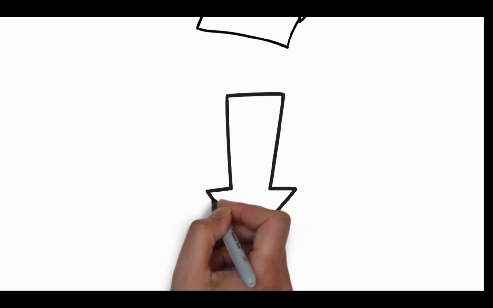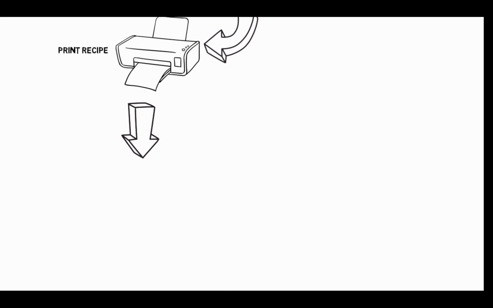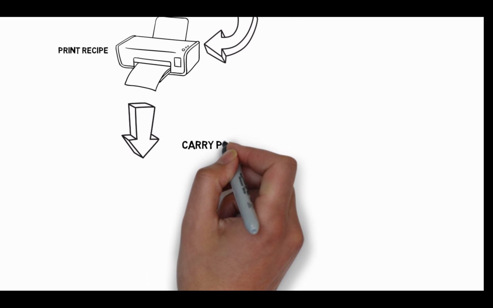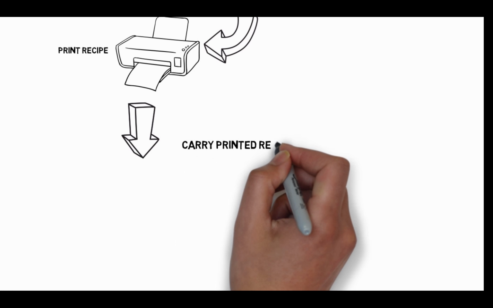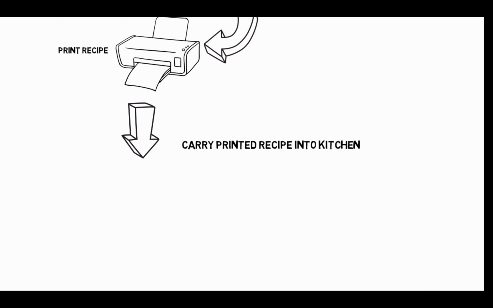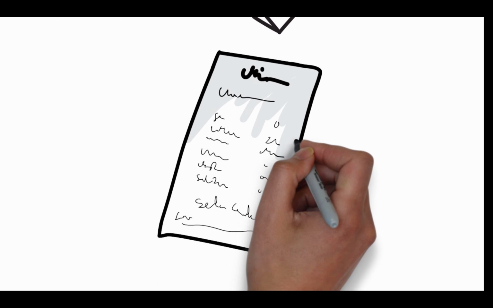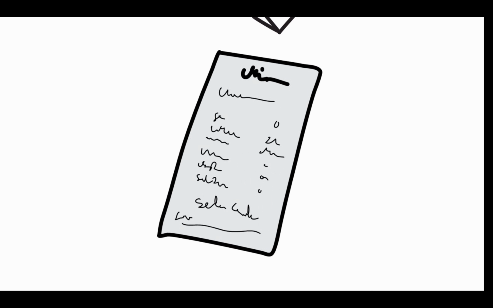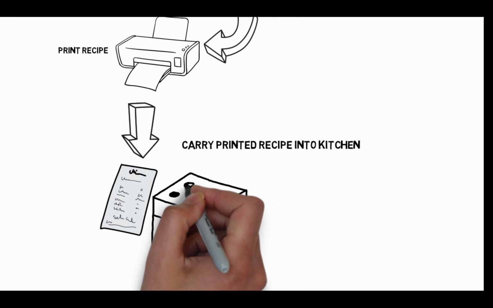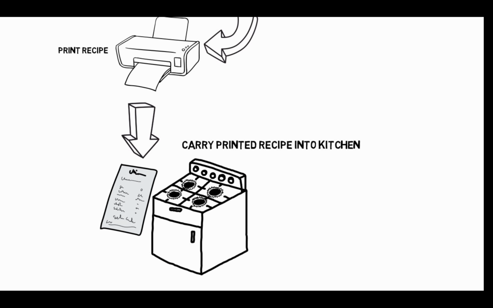So once I have my recipe, what can I do? I'm going to carry that printed recipe into the kitchen so that I can make my soup. So here's my recipe, all the ingredients in order I need. And there's my oven or my stove.